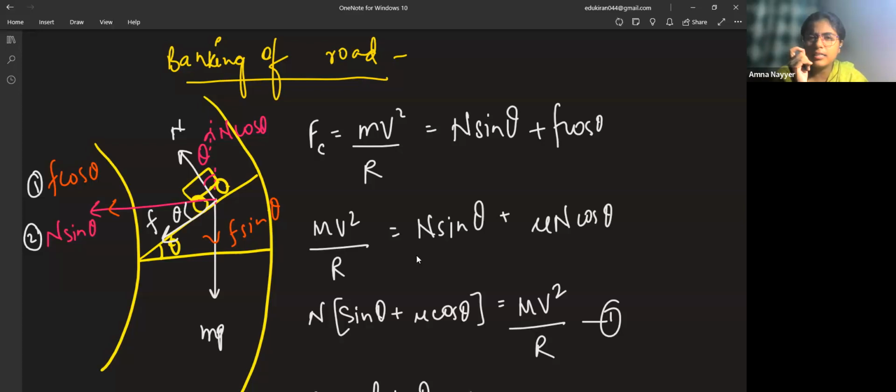One last thing is left, which is bending of cyclist. That is also similar to this part only, but note down this, then I'll discuss bending of cyclist. Any doubts in here, you people can ask. Note it down.